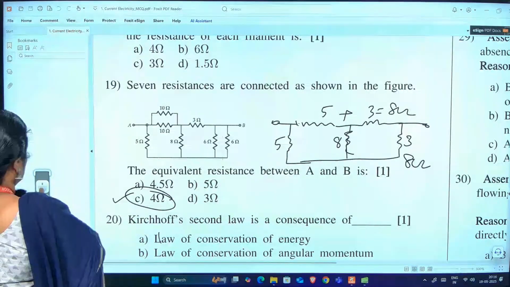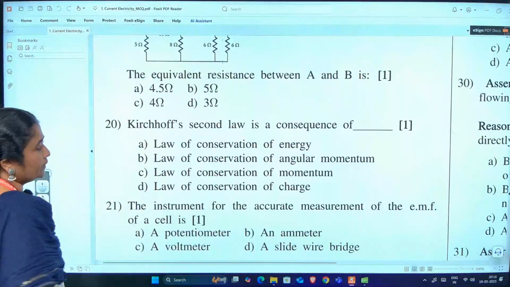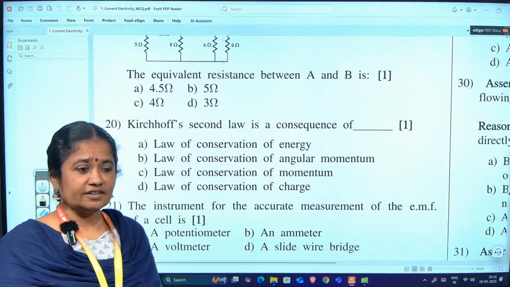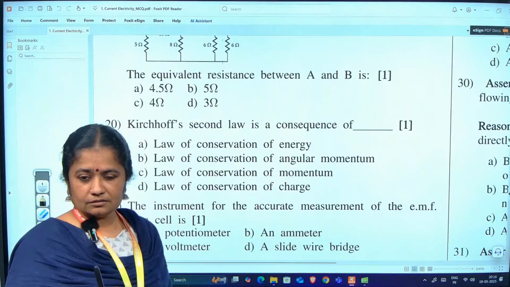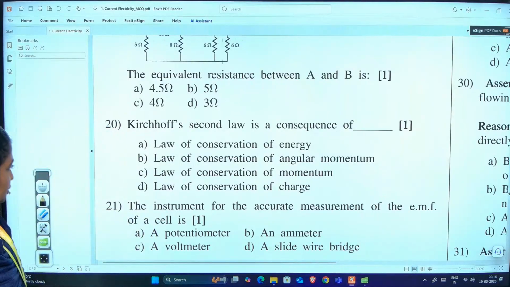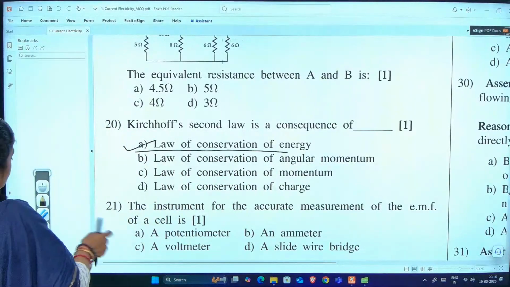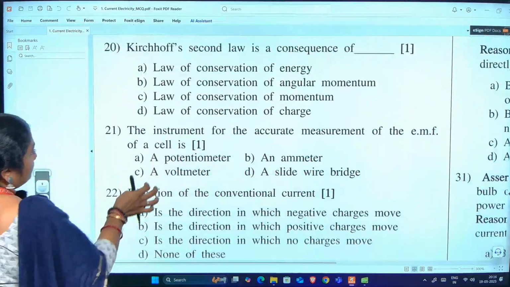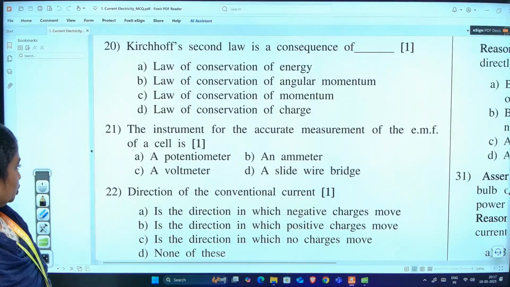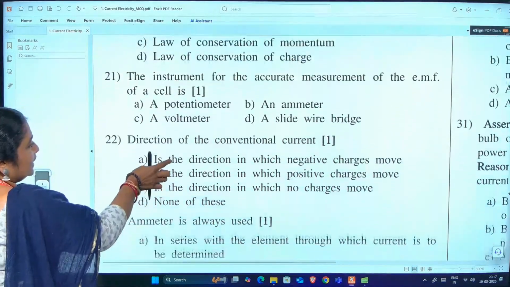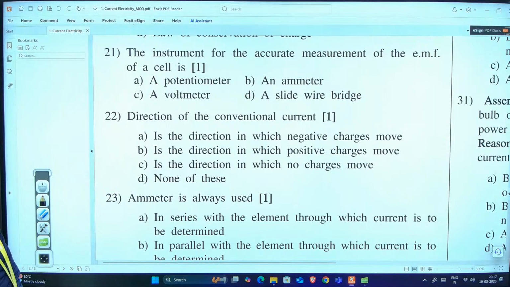For those who have finished this lesson, Kirchhoff's first law is a consequence of conservation of charges, and the second law follows the conservation of energy. The instrument for accurate measurement of EMF is potentiometer rather than voltmeter. Potentiometer will be a little better. The direction of conventional current is the direction in which positive charges move. Correct.